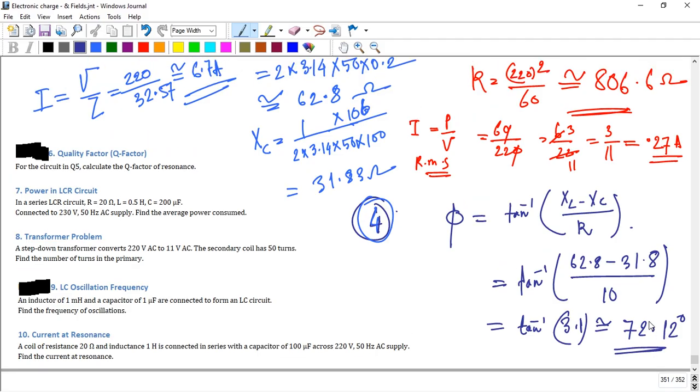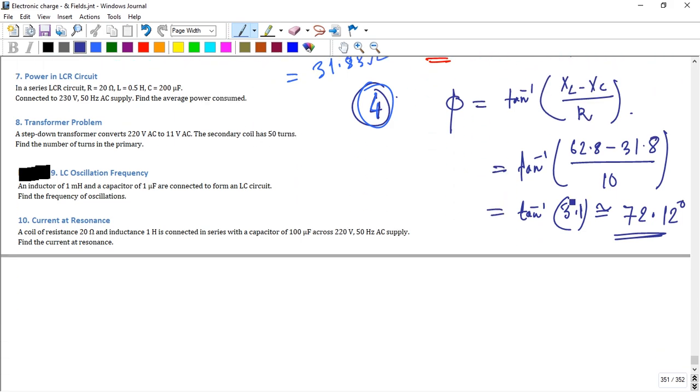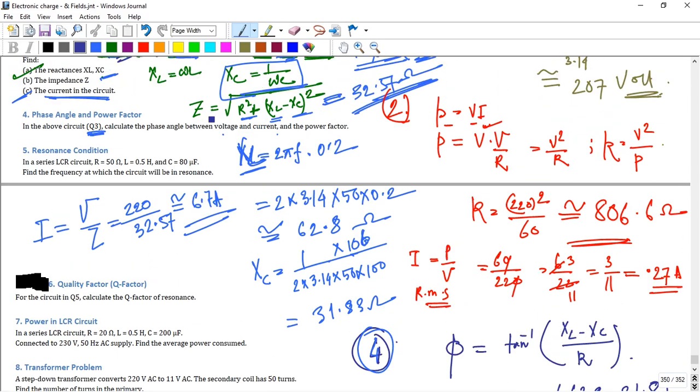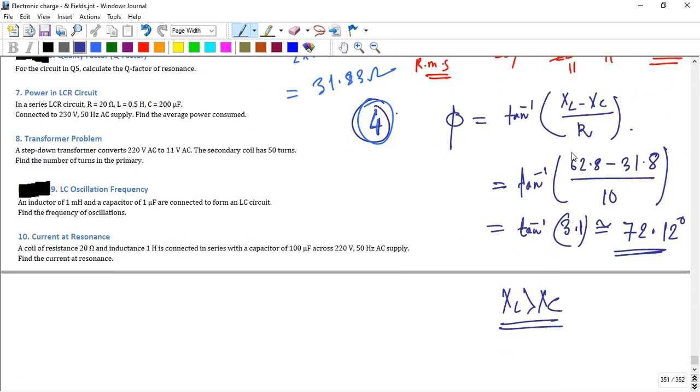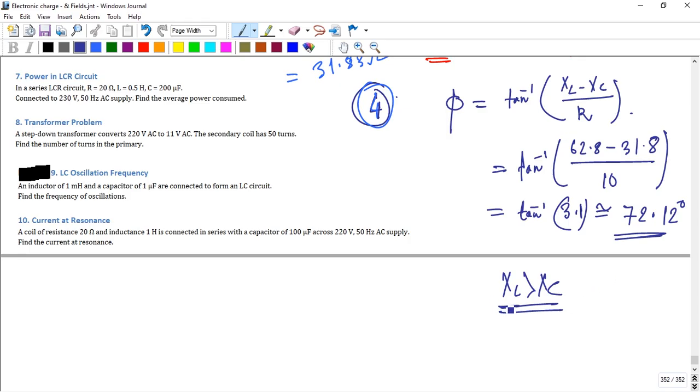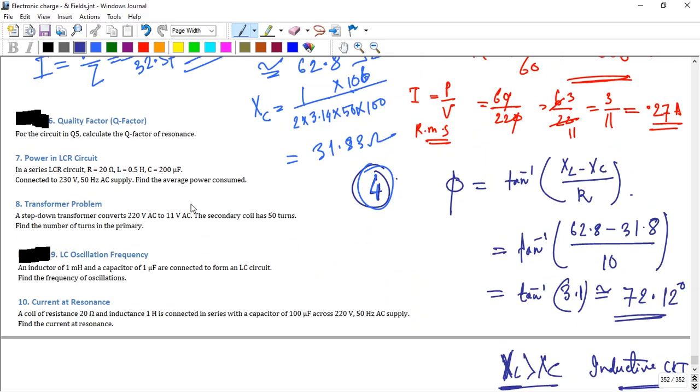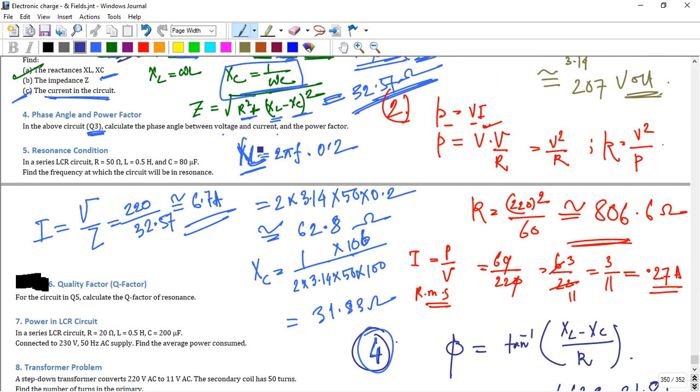Here we see that XL is greater than XC. XL greater than XC means the circuit is totally inductive, because the inductive reactance is more than the capacitive reactance. So that's why it's an inductive circuit.